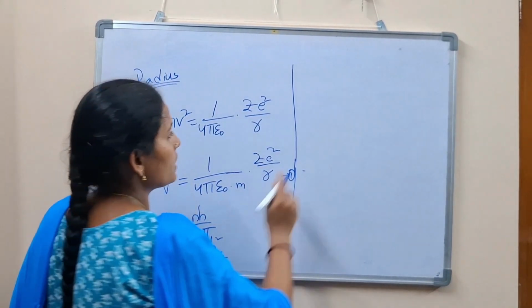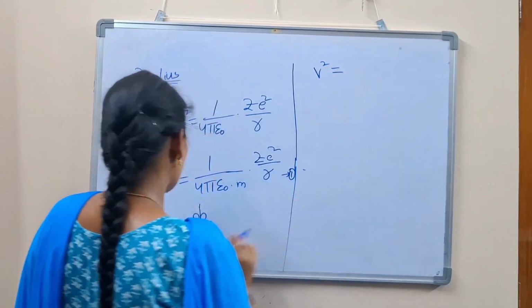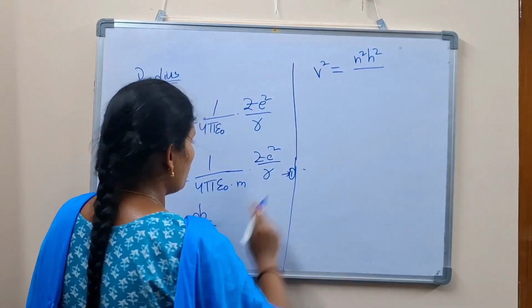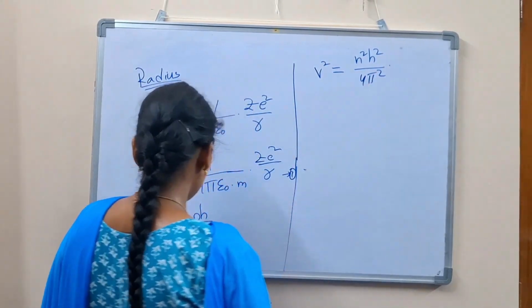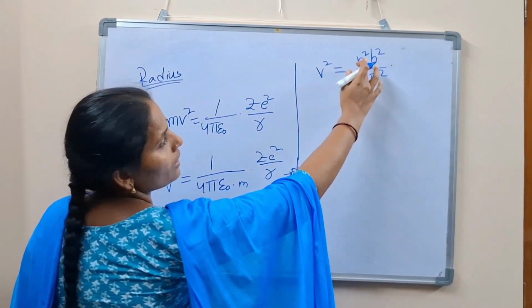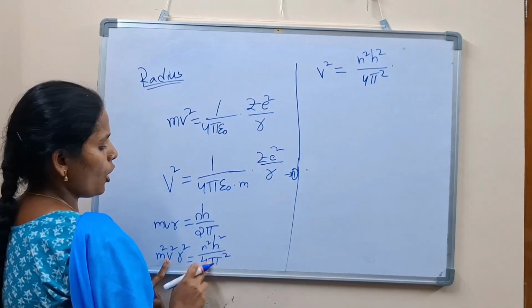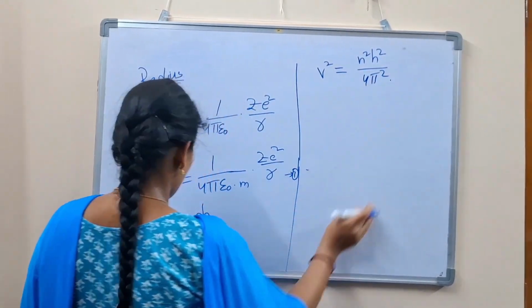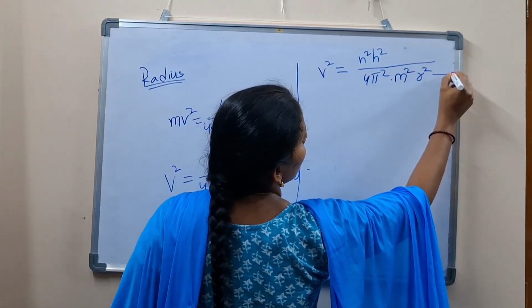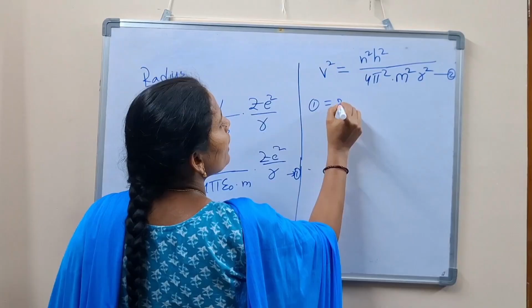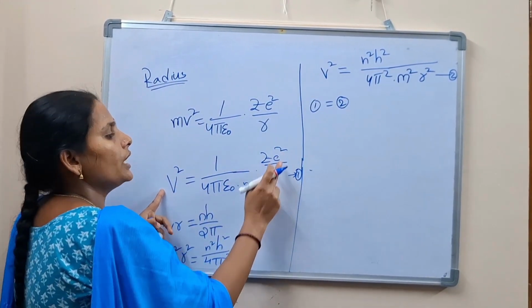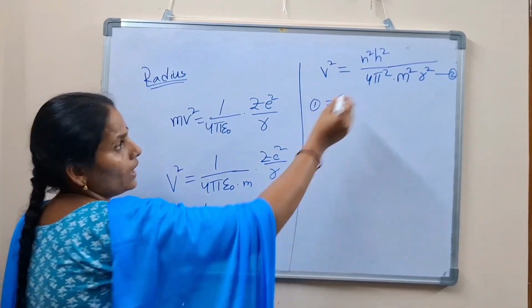From this we are getting v square equal to n square h square by 4 pi square into m square r square. This is equation 2. By equating equation 1 and 2, v square equal to, from equation 1, 1 by 4 pi epsilon naught into m, z square by r.